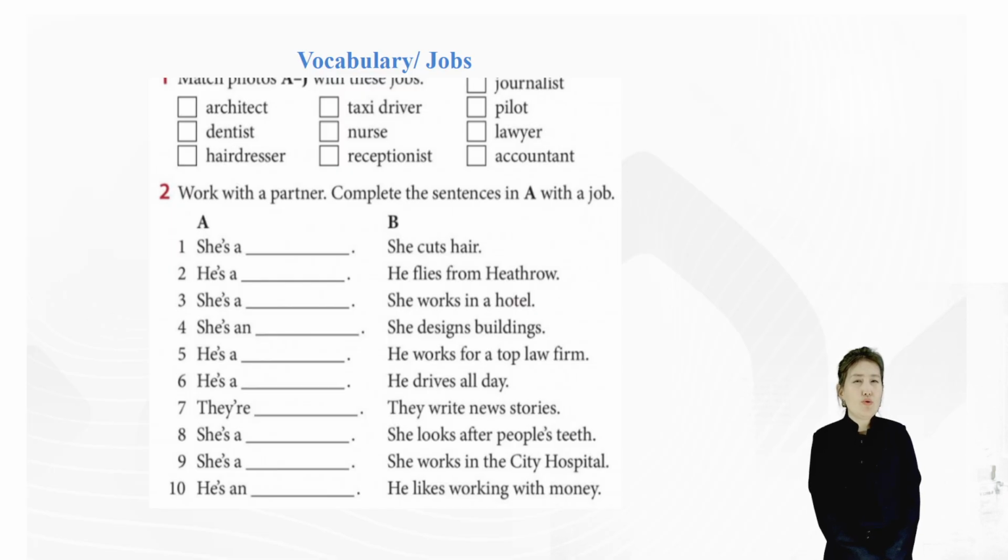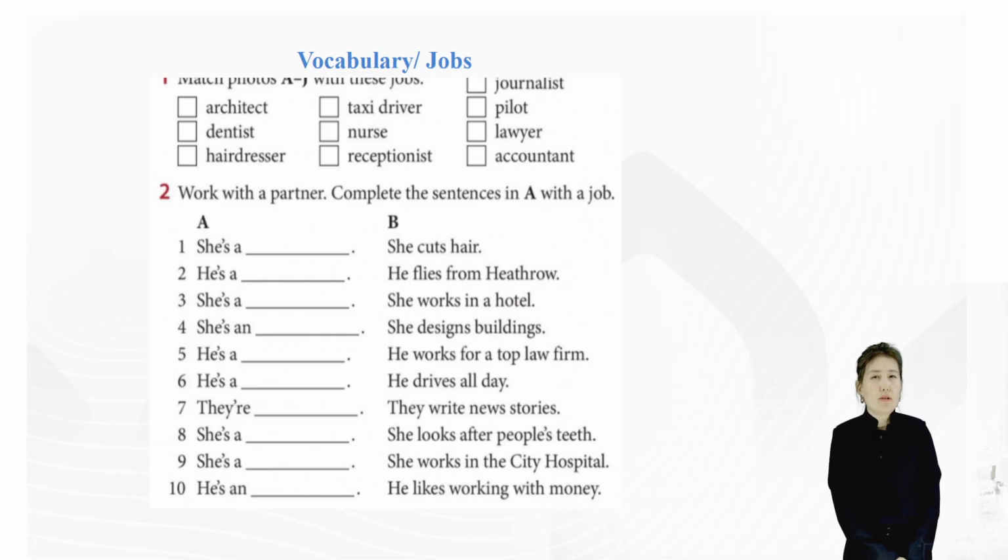Today we are going to learn some new words about jobs. These are words we use to talk about the different kinds of work people do. Complete the sentence with a job. She is a hairdresser. She cuts hair. He's a pilot. He flies from Heathrow. She is a receptionist. She works in a hotel. She is an architect. She designs buildings.